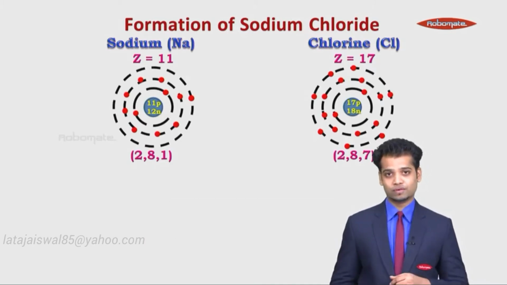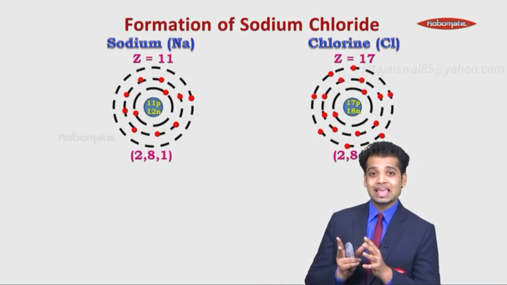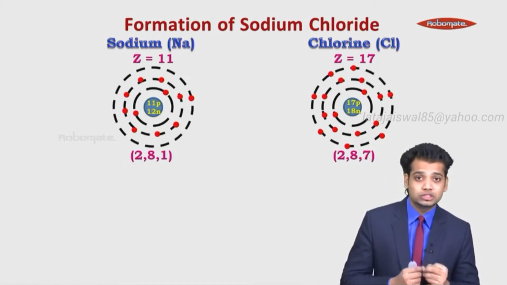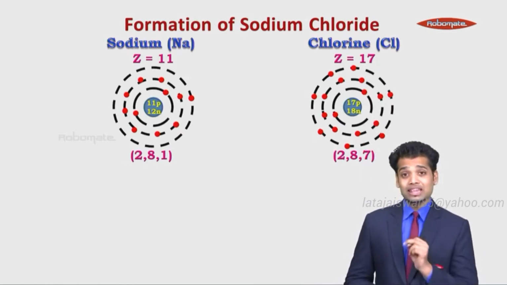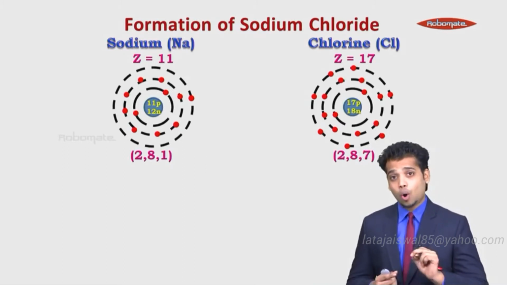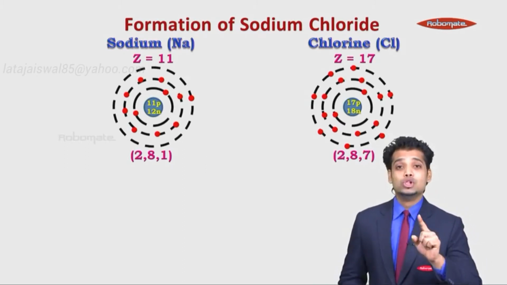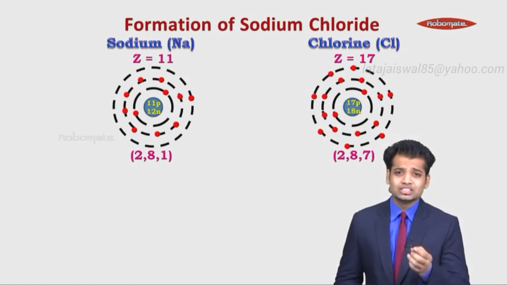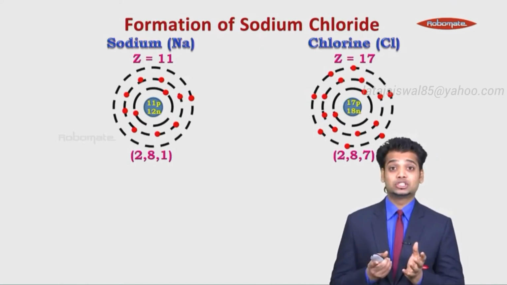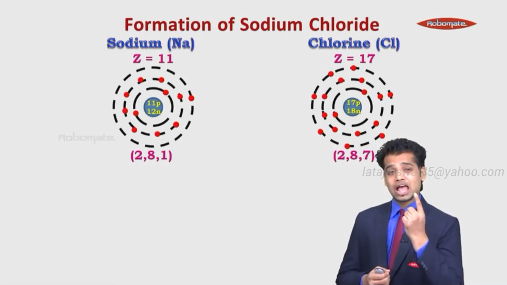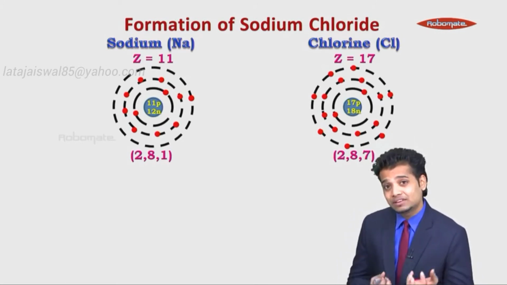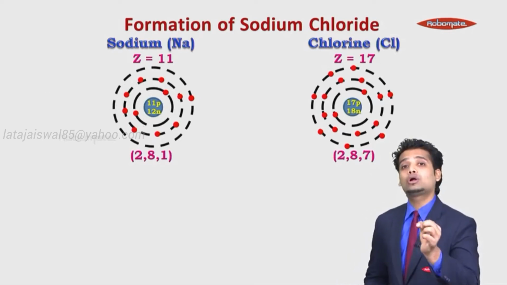So how do they form? Remember, Na has to become stable. Chlorine wants to become stable. So Na, in order to become stable, will lose its 1 electron. Why, sir? Just imagine, just be in his state. Na has 1 electron. Will it give 1 electron or take 7 electrons? It has to form an octet.